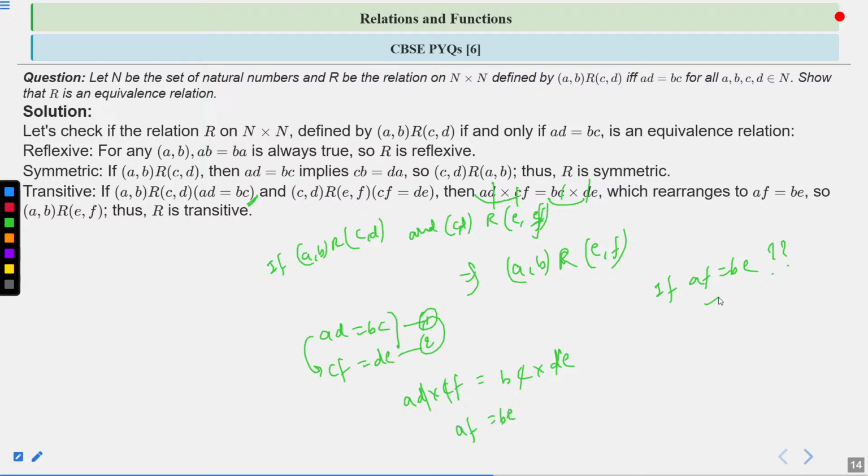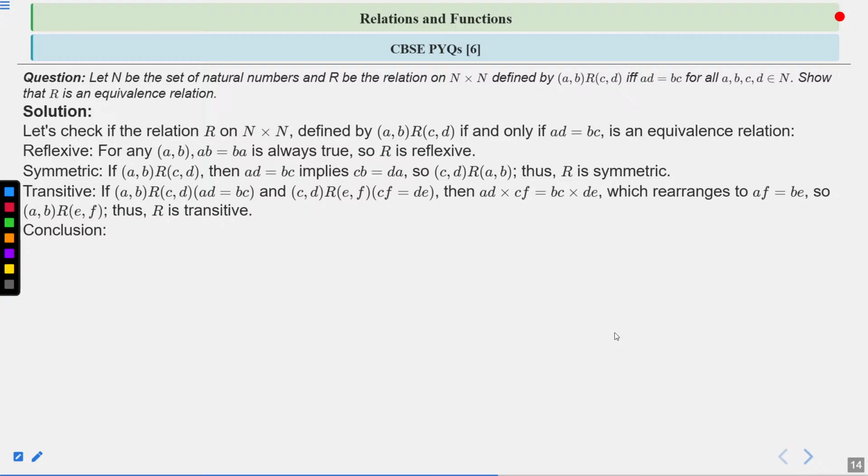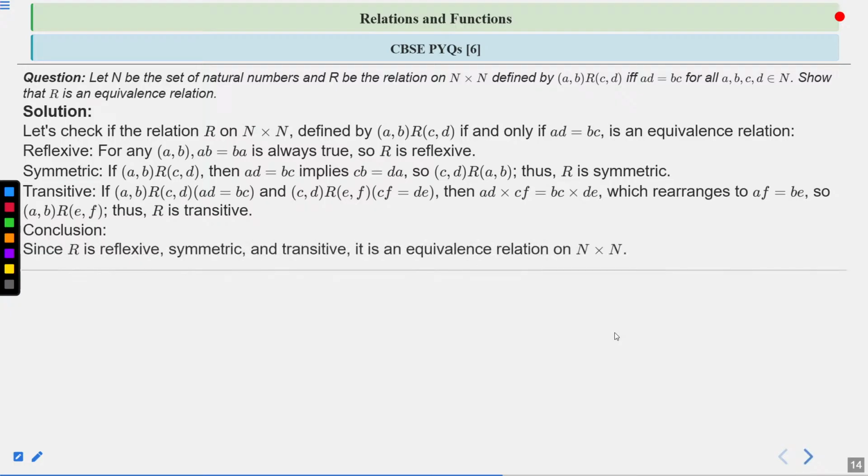That's what we needed, right? We needed AF is equal to BE. So we can say that AB must be related to EF. Thus we can say that R is transitive also, right? So further conclusion, we can say that R is reflexive, symmetric and transitive. Therefore we can say that R is an equivalence relation on N to N, right? Got it?